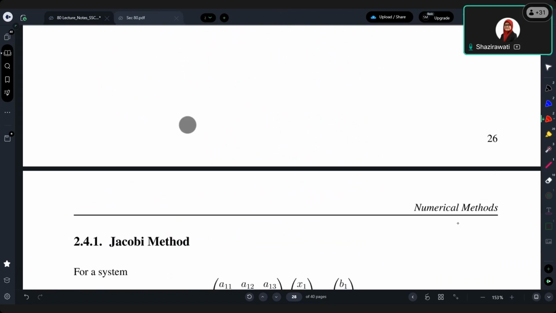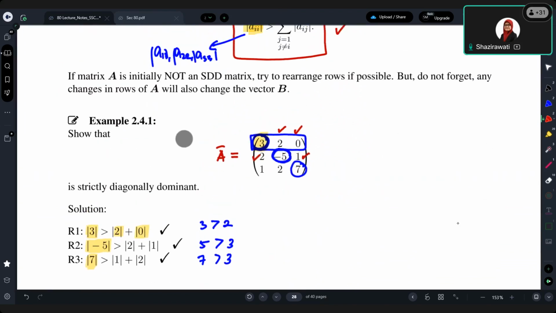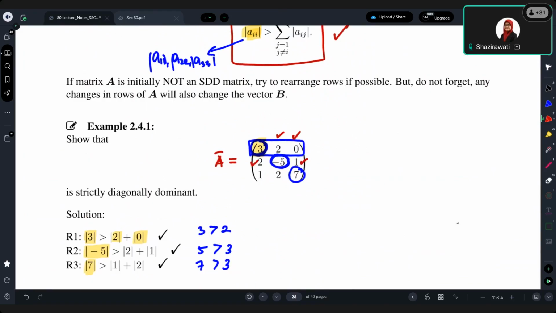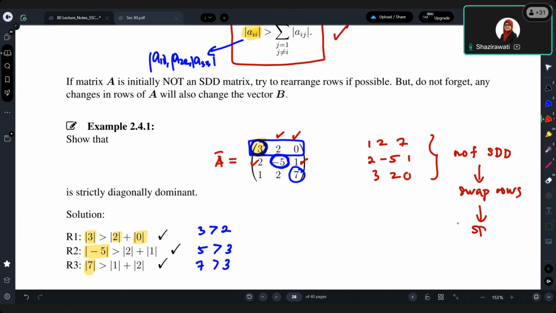So maybe initially, your system is not SDD. Okay, but you can try to swap rows so that it becomes SDD. Maybe you are given 1, 2, 7. Okay, 2, negative 5, 1. 3, 2, 0. So initially, this is not SDD. But it can be rearranged. Swap rows here and there so that it becomes an SDD matrix. Then you proceed with the Jacobi or Gauss Seidel techniques.